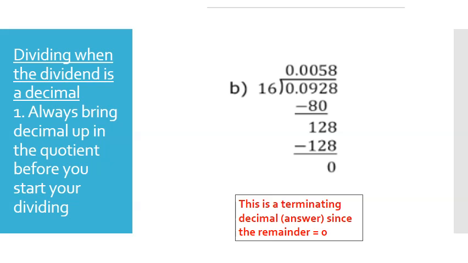Before we perform our division, you want to make sure you bring up that decimal in your quotient before you start doing any adding, subtracting, multiplying, dividing, all that fun stuff. Put your decimal in the quotient before you do anything else. Okay, so 16 goes into 0 how many times? 0 times. 16 cannot go into 9.